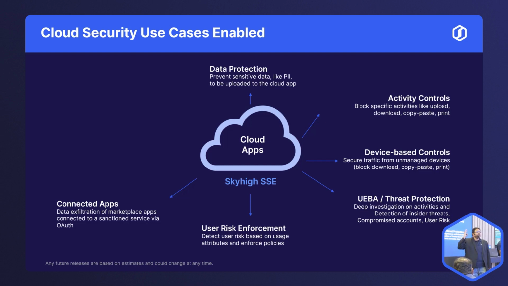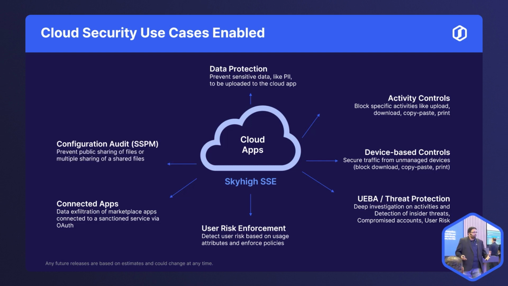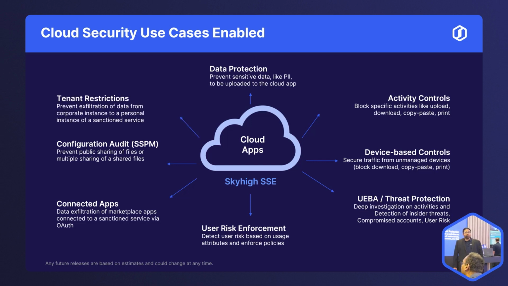Connected apps is where we give you visibility into third-party apps which are connected via OAuth into your sanctioned Office or Google or your sanctioned cloud instance. This way you can identify them, and if it's not in accordance with your governance policies, you should be able to block them. Right? The next one is SSPM, or configuration audit. Now, this used to be mostly on AWS and Azure, but this is also important for SaaS apps. The ability to identify misconfigurations and to be able to fix these misconfigurations. And then, finally, there's tenant restrictions.